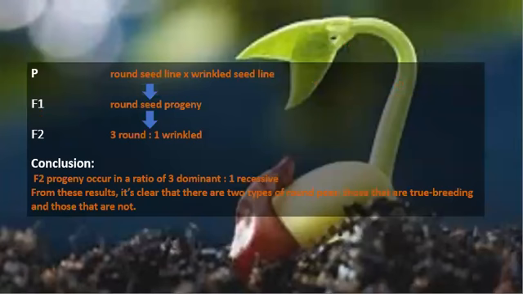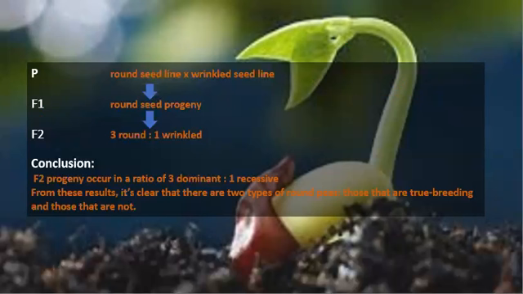Here we look at the parental round seed line crossed with a wrinkled seed line. The F1 produces round seed progeny and the F2 produces a phenotypic ratio of 3:1. 3 is round and 1 is wrinkled. From this we can conclude that the round peas in the F2 generation consist of both types.